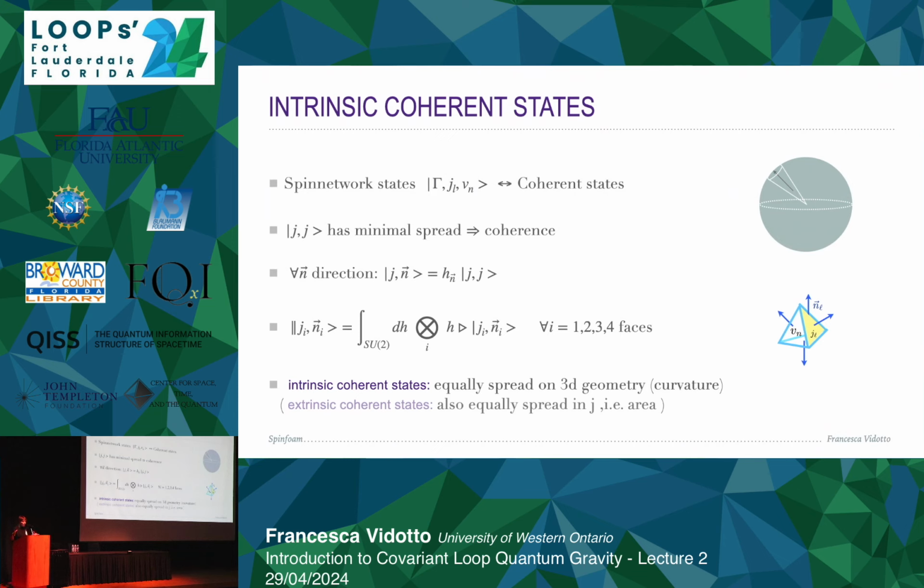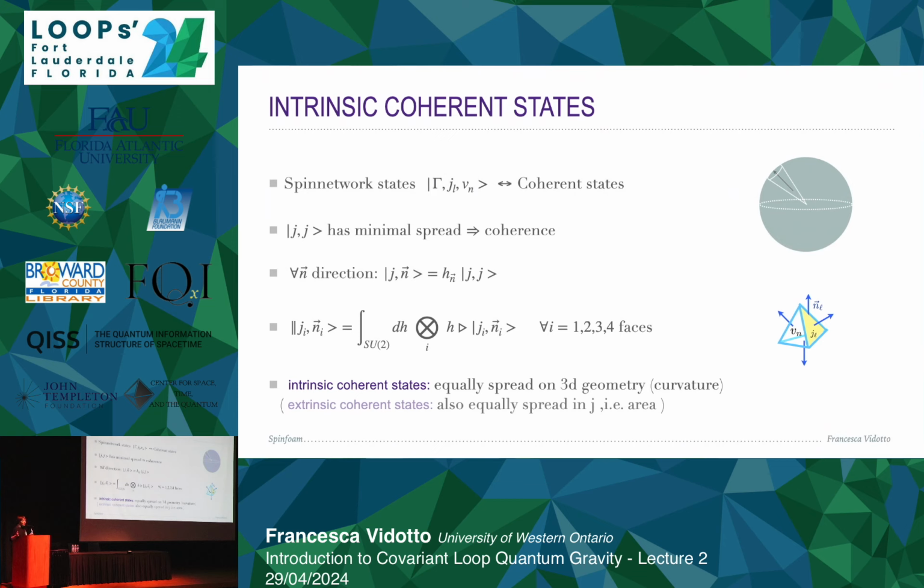So in this case, these are intrinsic coherent states in which I minimize the spread in the curvature, but the areas are fuzzy, are maximally spread. So this is one possible definition of the coherent states. Then you can say, maybe I want to consider a situation in which I take a compromise. So I try to minimize at the same time the spread in the areas and the spread in the curvature, and these are called extrinsic coherent states.